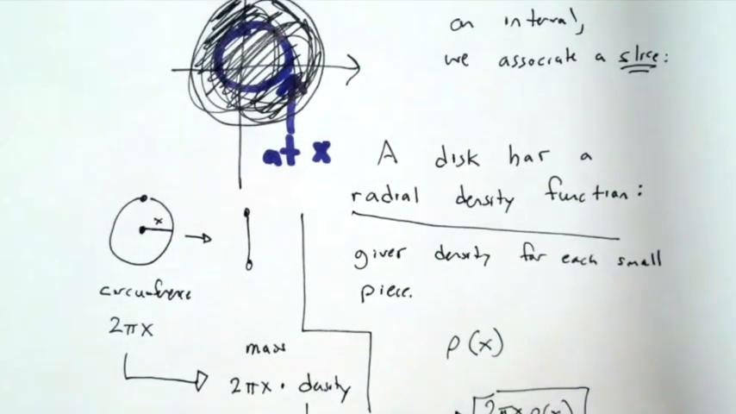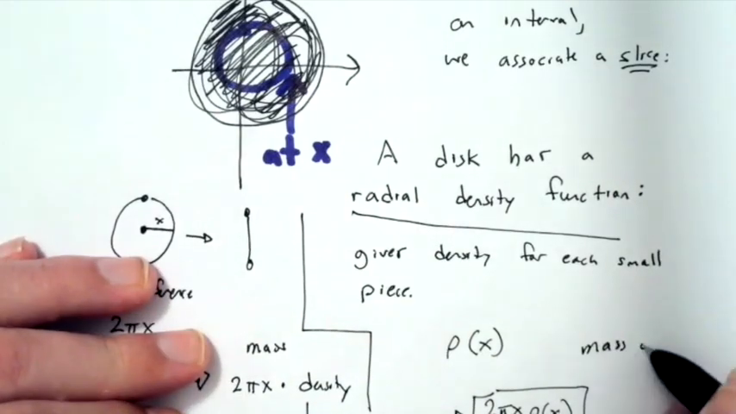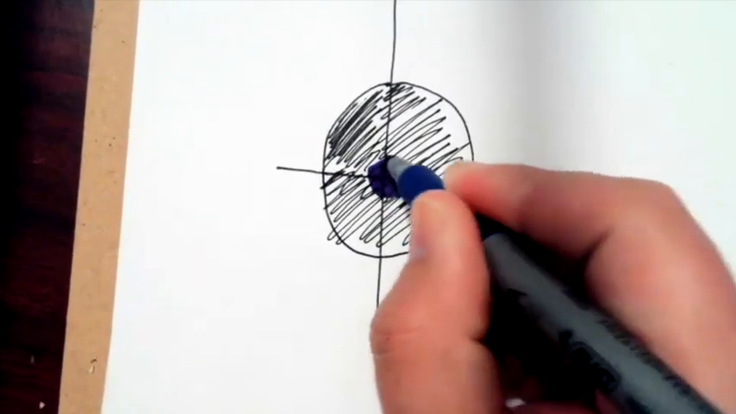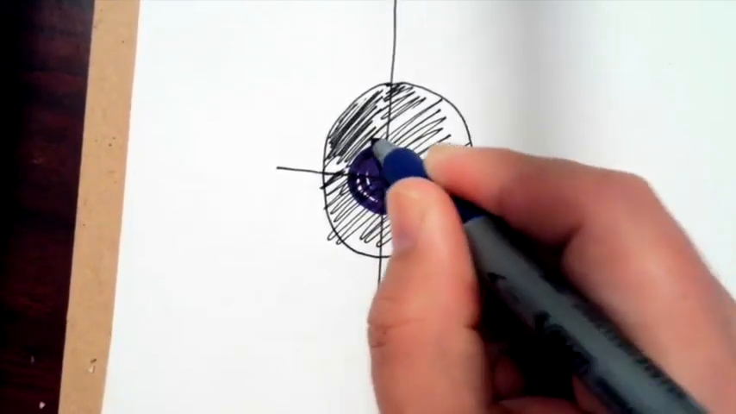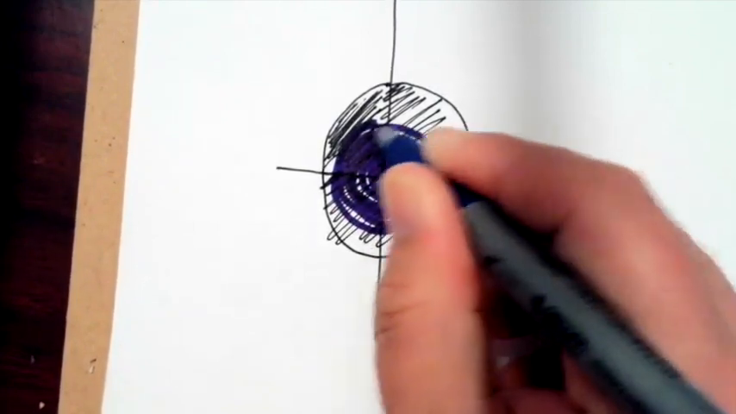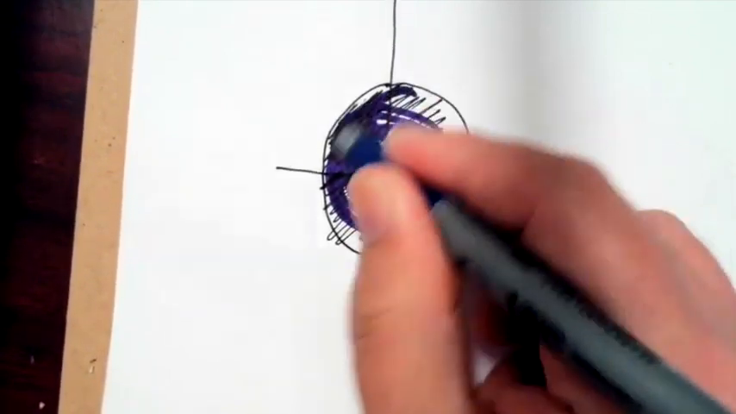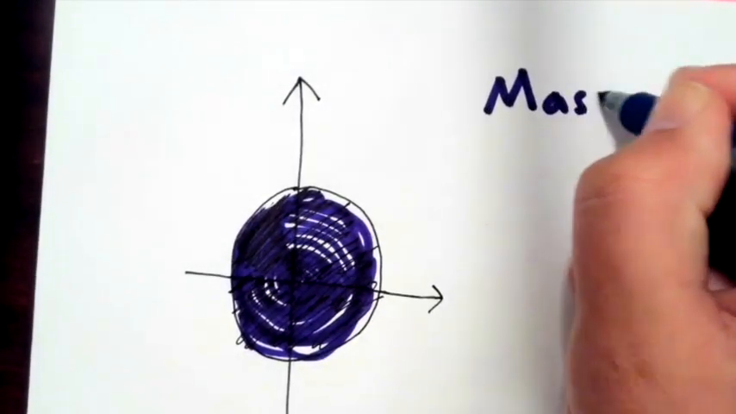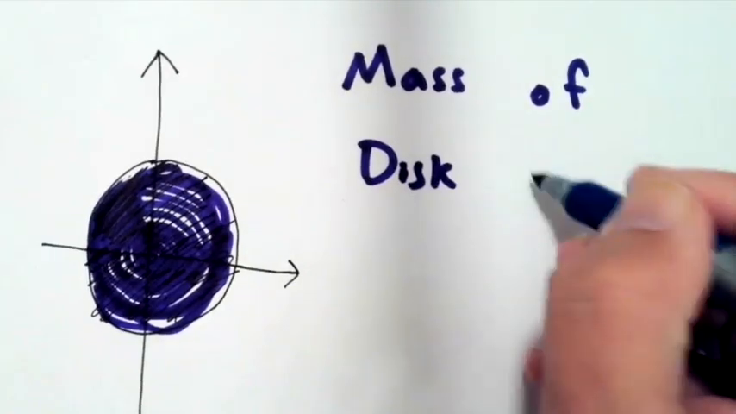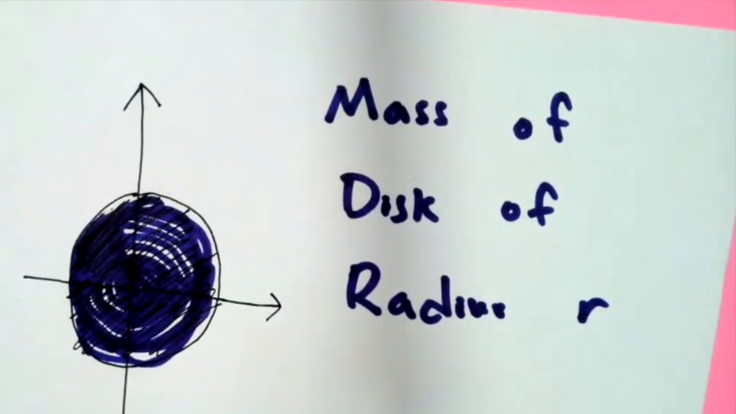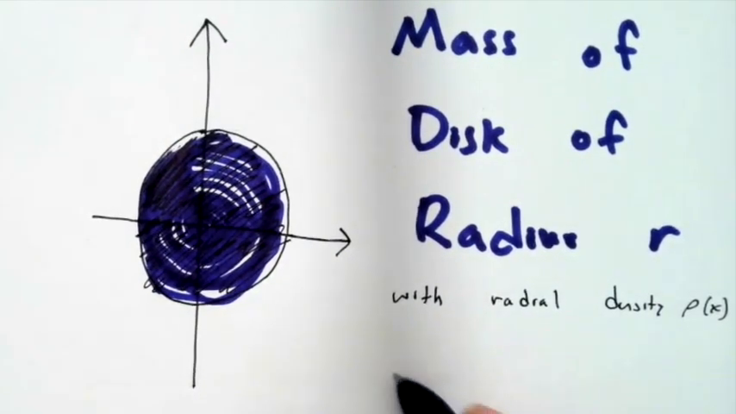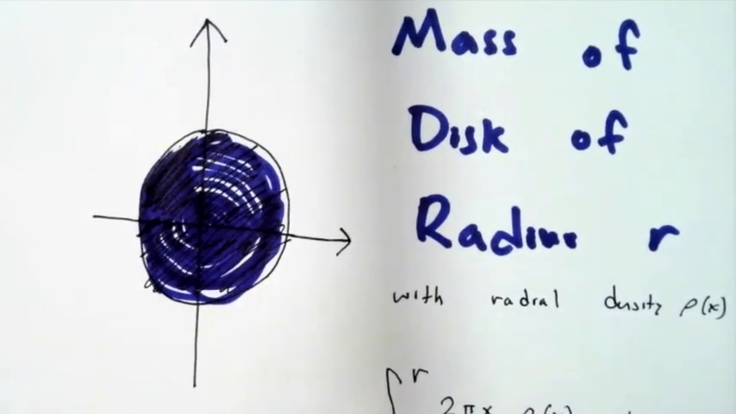Now, this is for one little piece, and if we want to think about the overall mass, it's all of these little circles having their mass added together. And we're adding together infinitely many small, tiny things like this. That's exactly what an integral is. So the upshot is that the mass of a disk of radius r with a radial density function rho will be given by the definite integral from 0 to r of 2 pi x rho of x dx.